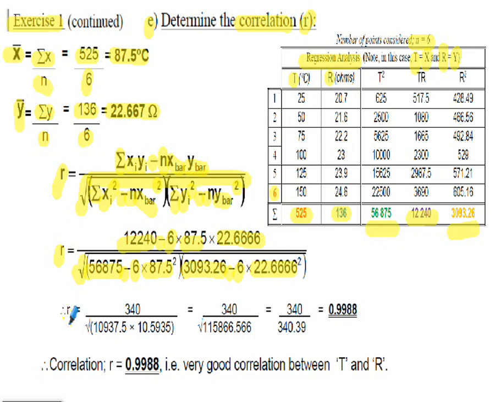If you do the arithmetic on that, r evaluates to 0.9988. Again, I would encourage you not to truncate your numbers too soon or round up your numbers too soon when evaluating the correlation r, as if you do, you will induce errors in the final value of r. Our correlation of r of 0.9988 is a very good correlation between the t and the r values in this particular question.